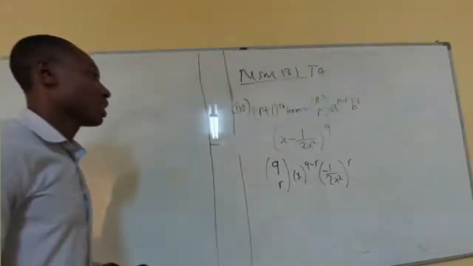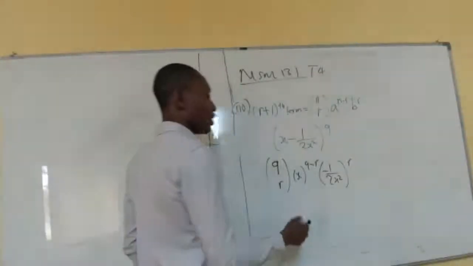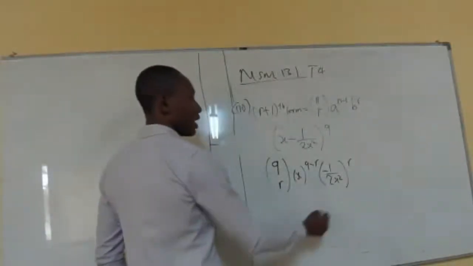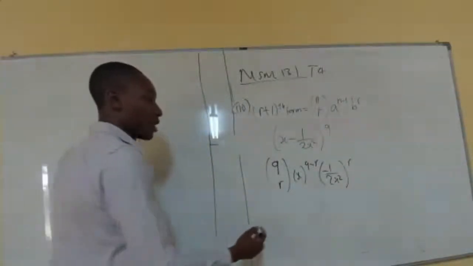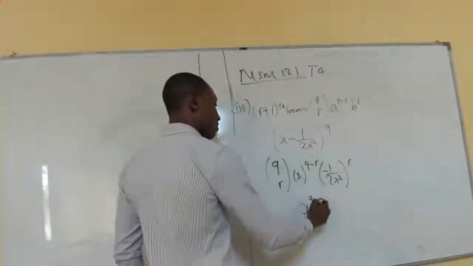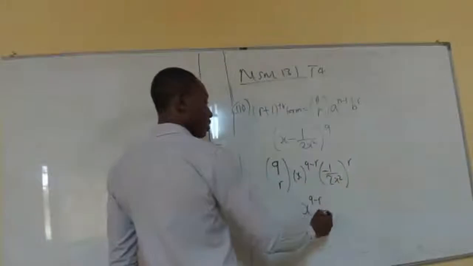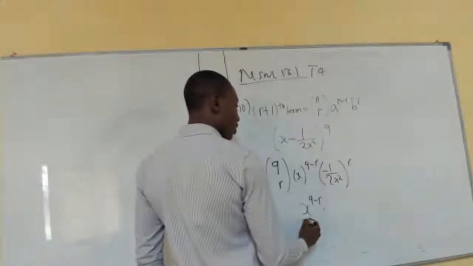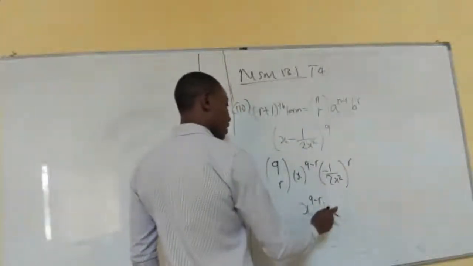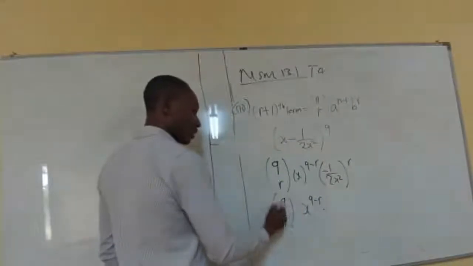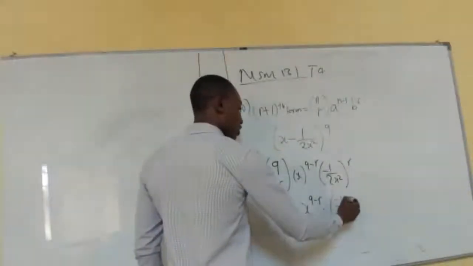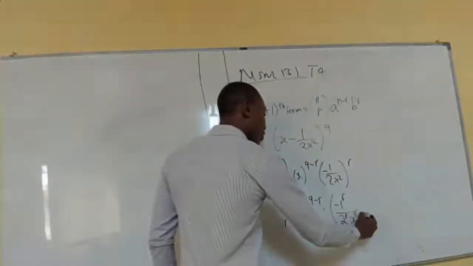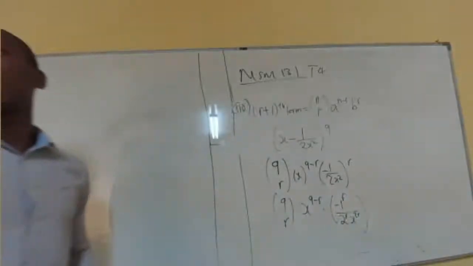So for the term to be independent of x, the x should be to the power 0. So we'll just collect the part which contains x. We have x to the power 9 minus r, then it's being multiplied by, let's first distribute this, negative 1 to the power r over 2 to the power r, then x to the power 2r.